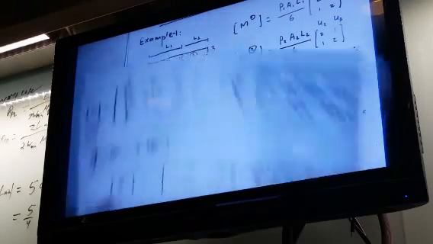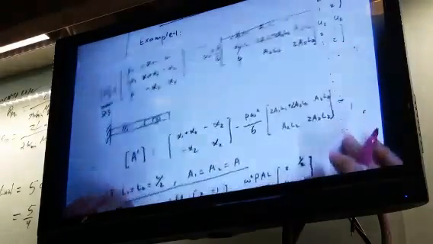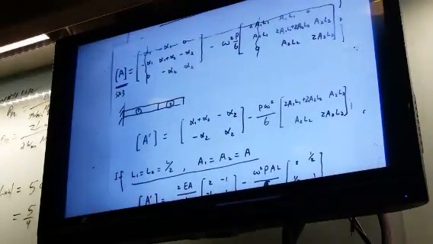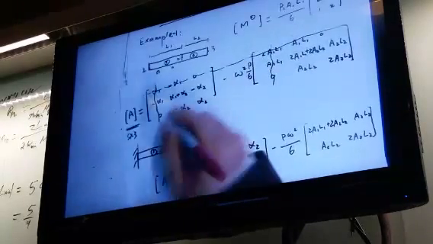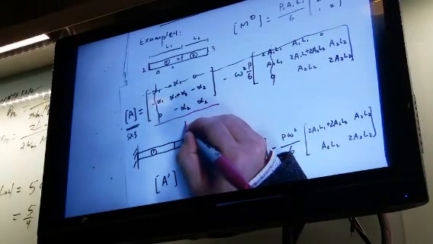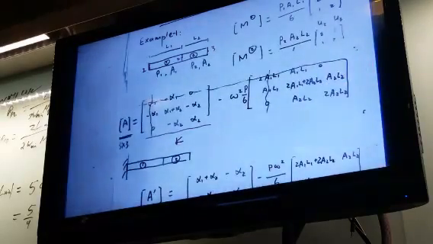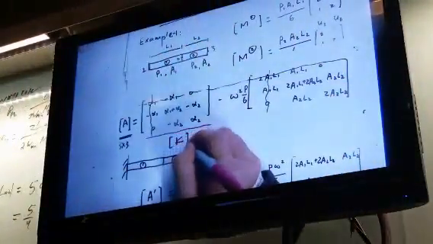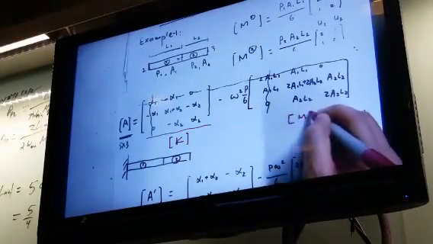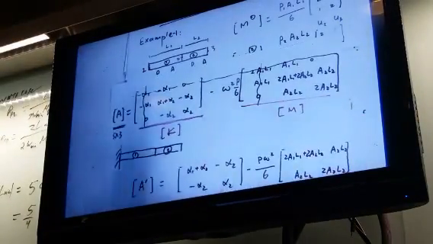And then we apply the boundary condition. This is K. This is M. This is K. I have this example in your lecture notes. You can go back to check.